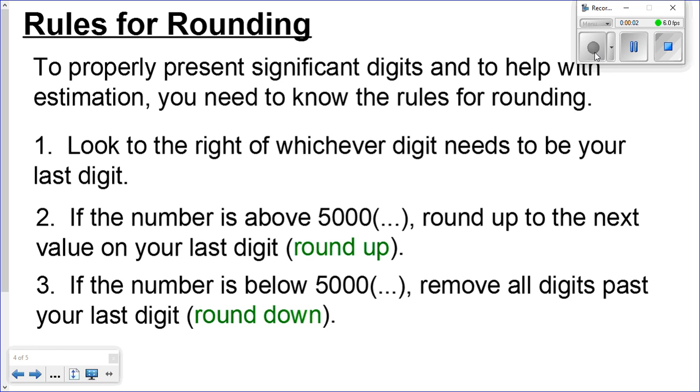Okay, rules for rounding. You're going to be using the rules for rounding when you take care of significant digits in your answers. So here are the rules that you're going to use. First one, you have to look to the right of whatever digit needs to be your last digit.